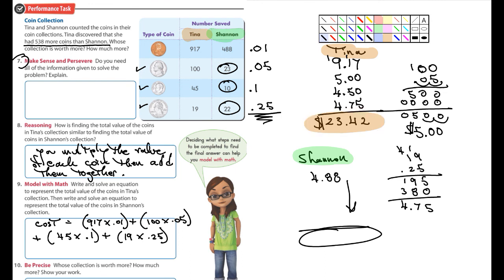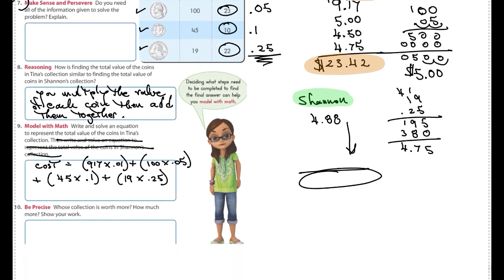All right. So then it says, write and solve an equation to represent the total value of the coins in Shannon's collection. I'm not worried about Shannon's collection. I mean, you guys can see how to do this. I'm not going to write that one down also. We did Tina's here, and I'm happy with that. All right, let me move this down a little bit more.